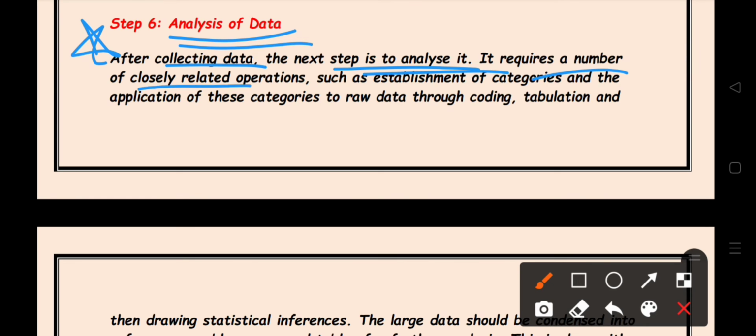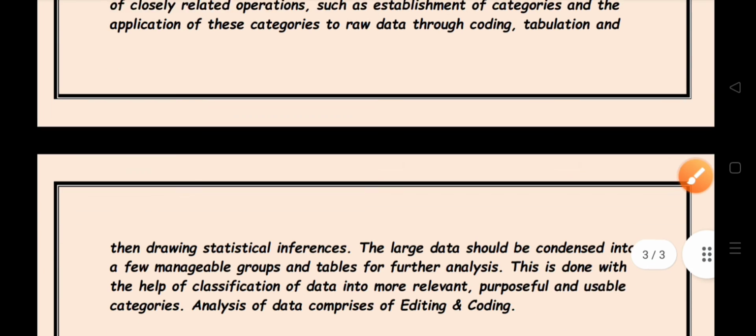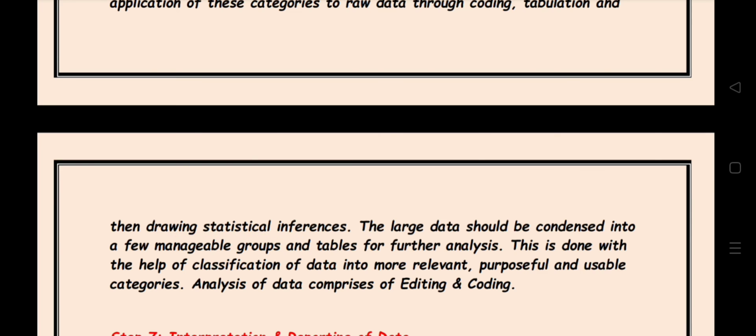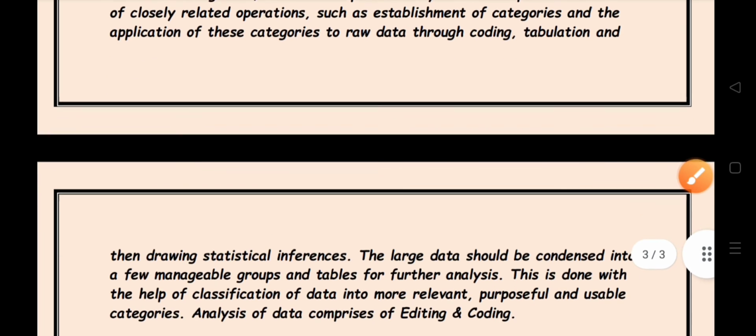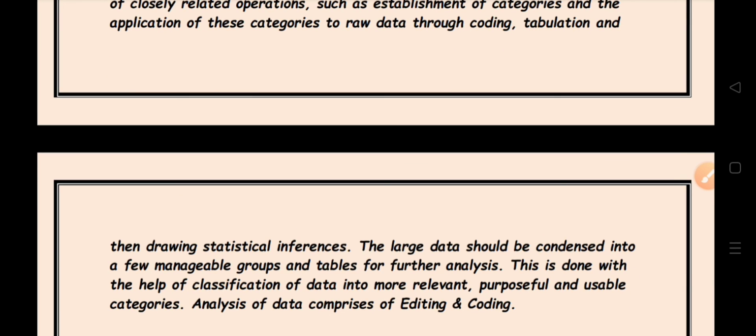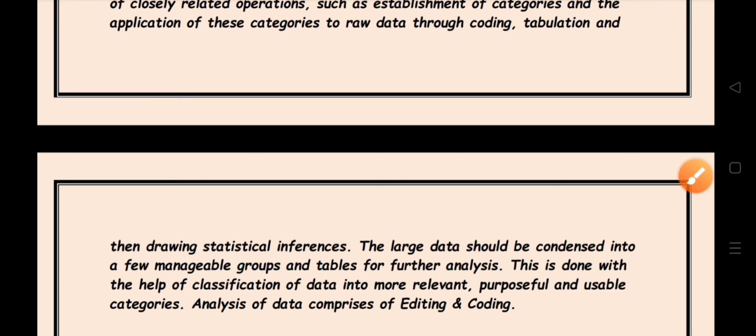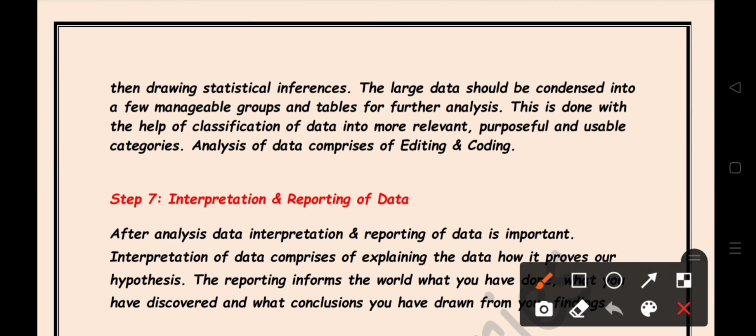It requires a number of closely related operations, such as the establishment of categories and the application of these categories to the raw material through coding, tabulation and drawing statistical inferences. After collecting the data, we will analyze it, remove the irrelevant data, summarize it, and put that raw data into coding and tabulation form, which will be beneficial for the further study of our research. The raw data should be considered in a few manageable groups and tables for further analysis.